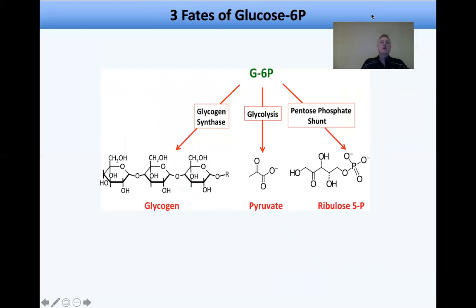But so once you make glucose 6-phosphate, there's 3 states of glucose 6-phosphate that are heavily regulated. You can make glycogen by glycogen synthase, and as I mentioned, we'll take a look at glycogen synthesis as well as its degradation in a separate session. There's also glycolysis, which I think everyone is familiar with. We'll take a look at that as well today. And there's also the Pentose phosphate shunt. So glucose 6-phosphate has multiple cellular fates.